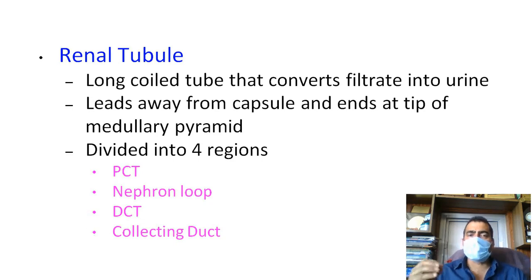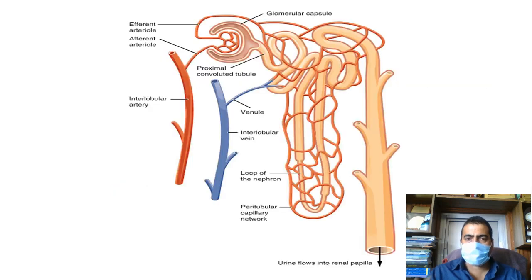Renal tubule is a long coiled tube that converts filtrate into urine. All the filtrate coming out through the Bowman's capsule is converted into urine in the renal tubule. This leads away from the capsule and ends at the tip of the medulla pyramids, and it is divided into four regions: the PCT, proximal convoluted tubule, then the nephron loop, then the DCT, and then the collecting ducts.